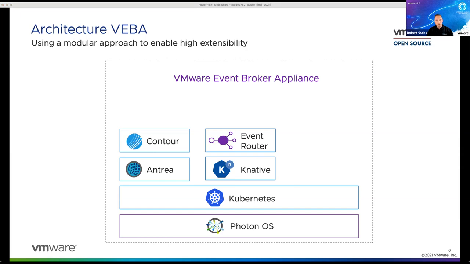Then we need another component, and this component is the VMware Event Router. We need a component which will connect to the vCenter server system event stream, take those events and forward them to subscribers. This is the VMware Event Router part.